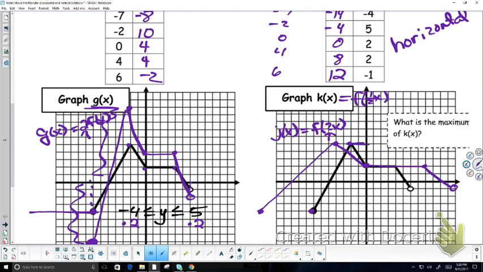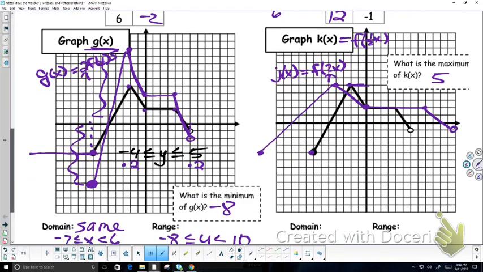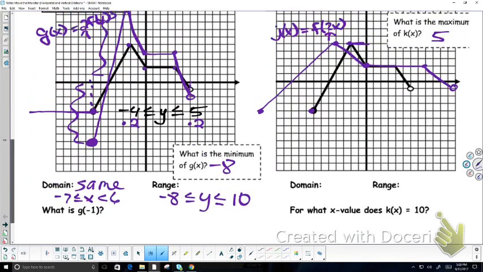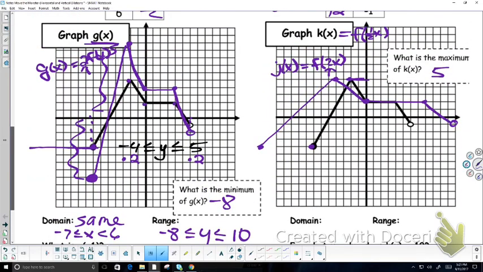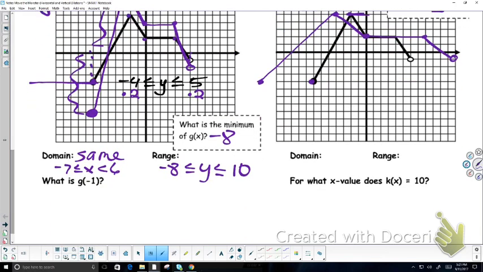The maximum of your original graph was 5. The maximum of your new graph is also 5. We did not change the y values. Therefore, you'll notice your y values did not change. In this case, our domain changed. So our original domain, I wrote over here, was -7 to 6. Well, now they doubled, giving you -14 to 12. Our range is the same. It did not change from the original graph.